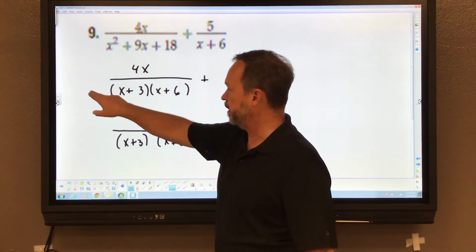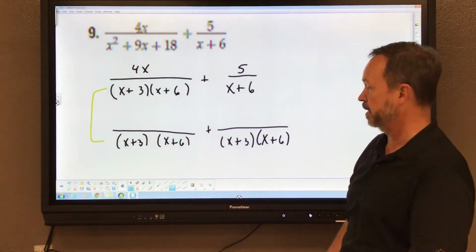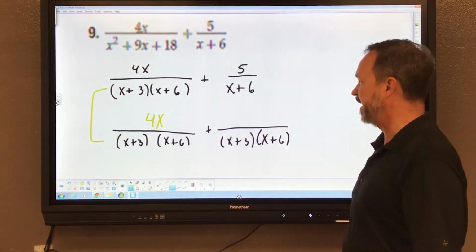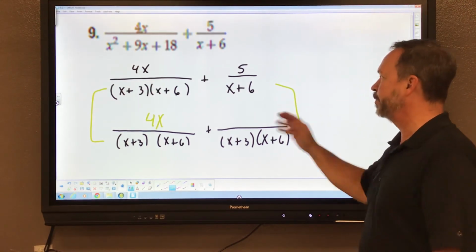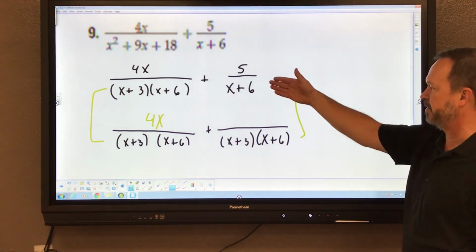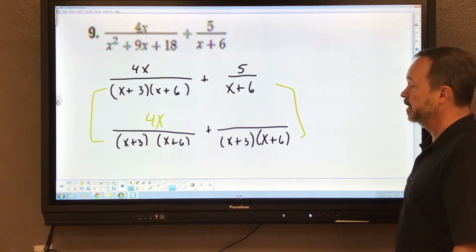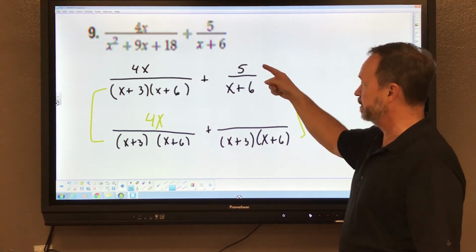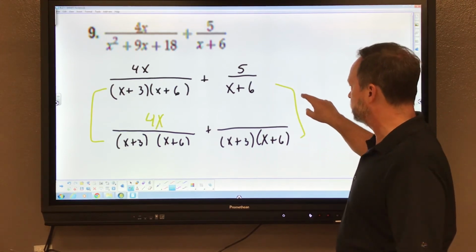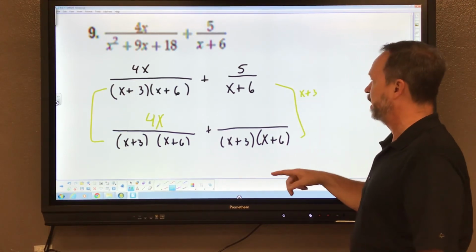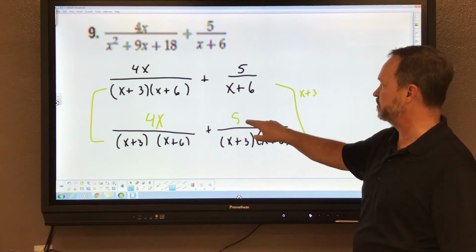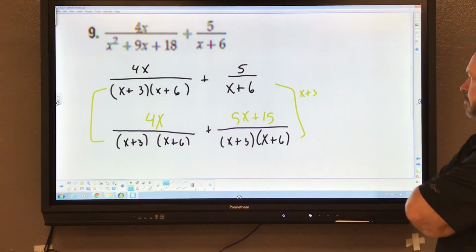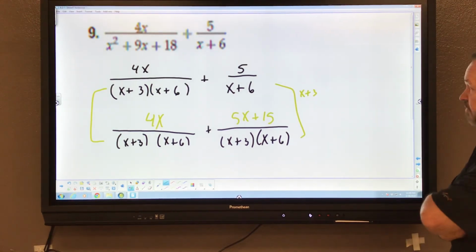So I'm looking at it and I go, well, what changed from here to here? Nothing. So nothing changes with the numerator. Those are equivalent fractions. What changed from here to here? Well, I multiply by x plus 3 to turn that into that. If I'm going to multiply the denominator by x plus 3, I've got to multiply the numerator by x plus 3. Let me just make a little note of that, x plus 3. And so I can see that's 5x plus 15. It's distributive property, right, with the 5.